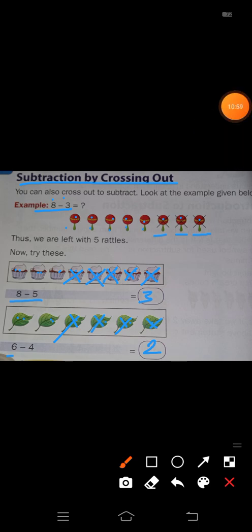Yes, understood? This is about subtraction. Okay, till today I will stop here only, and the remaining part I will continue in the next class.